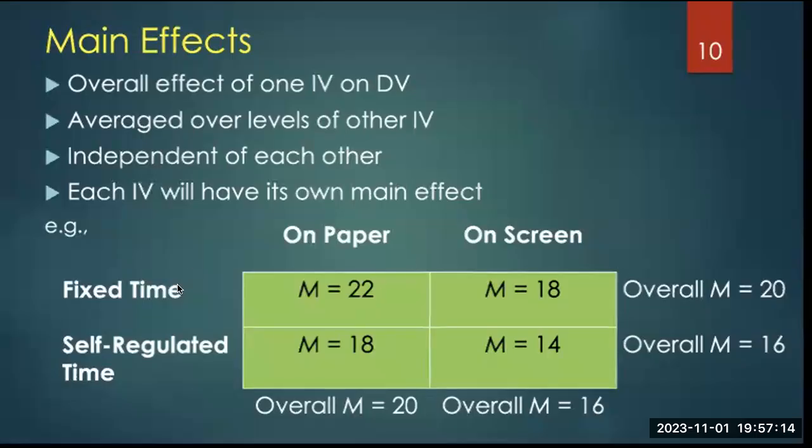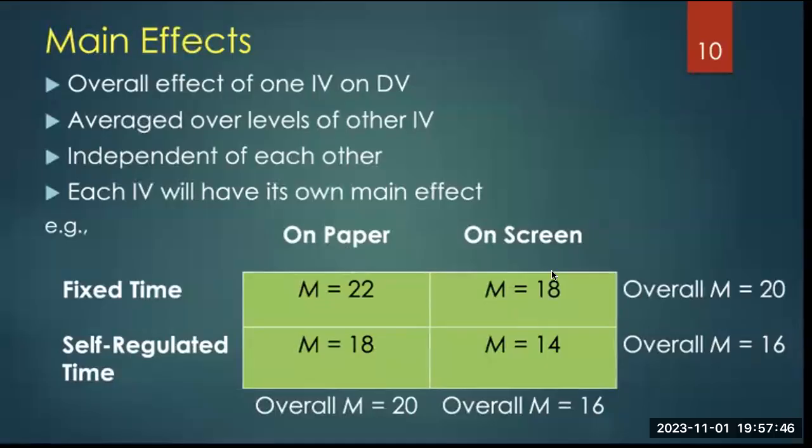Now let's see, if they studied the material from paper, the average score is 22. If they studied on screen, now we're going across, right? The average score is 18. So the overall average, when time was fixed by the researchers, was 20. Now let's look at self-regulated time. On paper, the average score was 18. On screen, the average score was 14. So overall, the average score when it was self-regulated was 16.